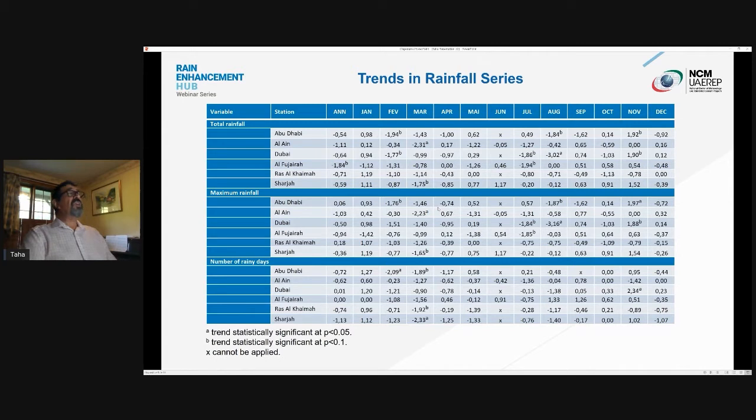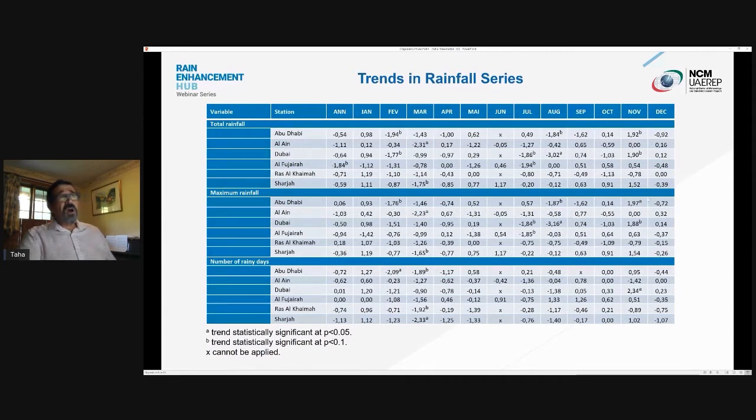And when we do the trend analysis, for all the variables, total rainfall, max, and number of rainy days, for all stations, the 6 stations of the UAE, annual series, and all the monthly series. When we do this, we observe a decreasing trend everywhere. So it seems as if rainfall is decreasing in the UAE systematically everywhere and for all variables.